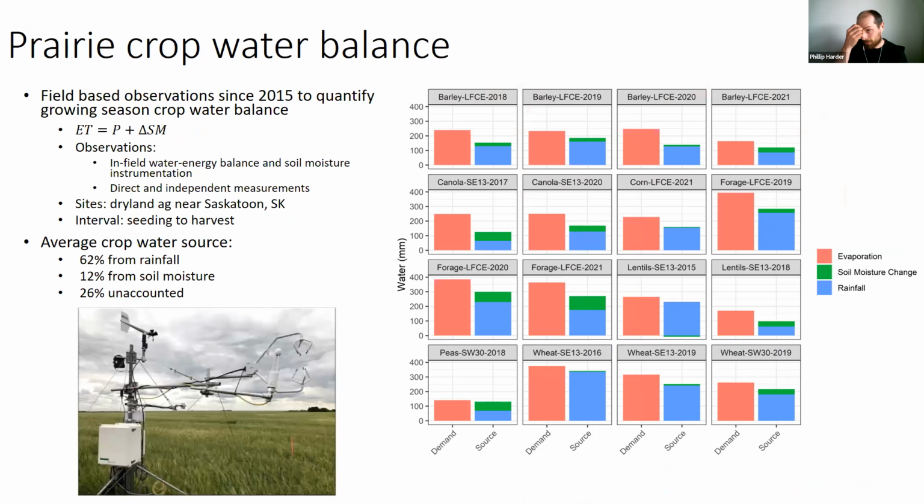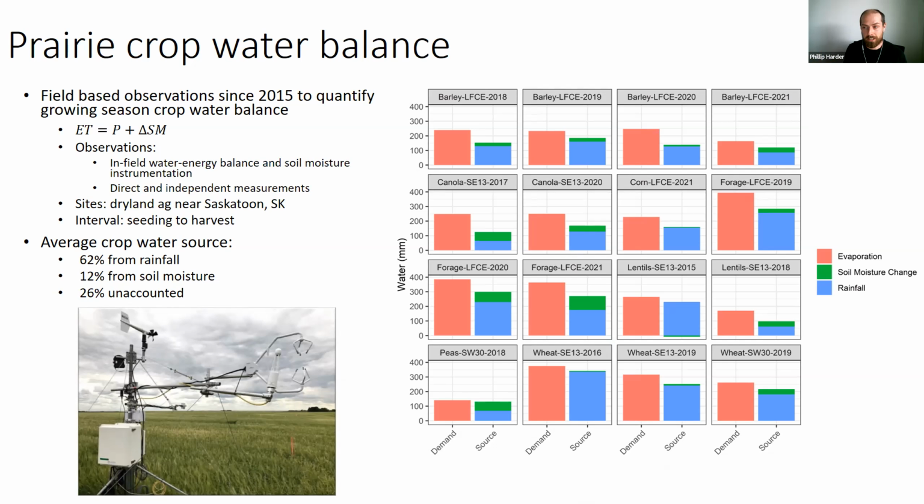So a big part of our work has been looking at trying to quantify the prairie crop water balance. And so we've got field observations going back to 2015. And here I'm presenting the growing season crop water balance. So typically evapotranspiration is equal to precipitation plus a change in soil moisture over a seeding to harvest interval. And so we've got a number of sites near Saskatoon, and we tried to go out independently and directly measure every one of these components. And not surprisingly, these don't balance.